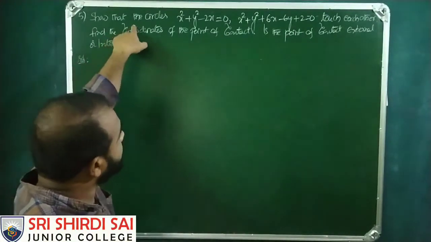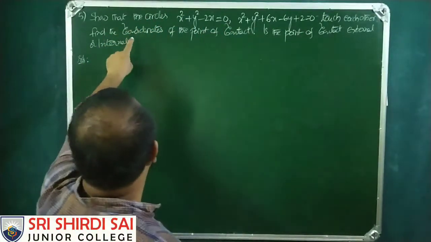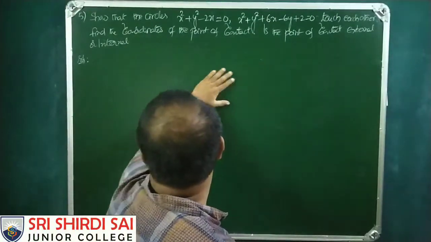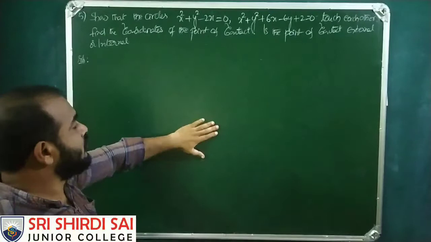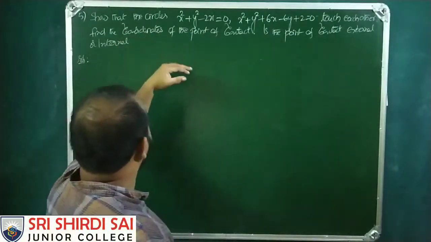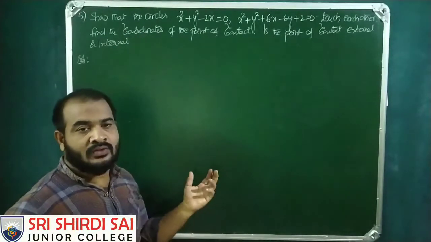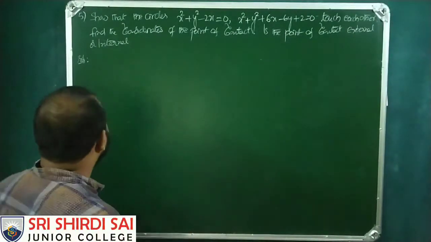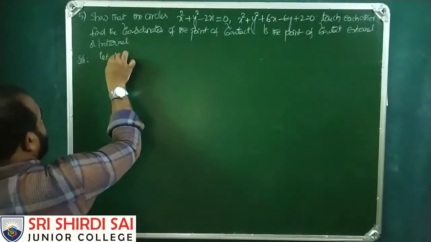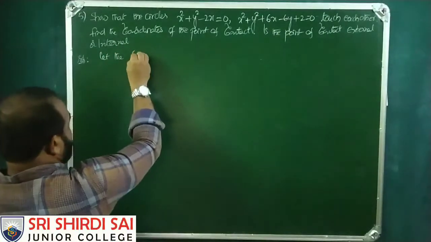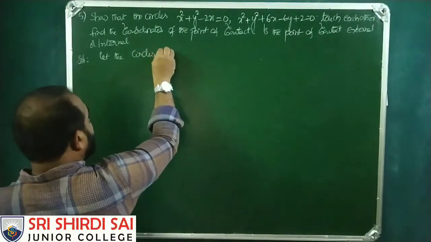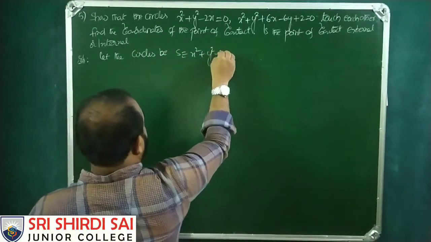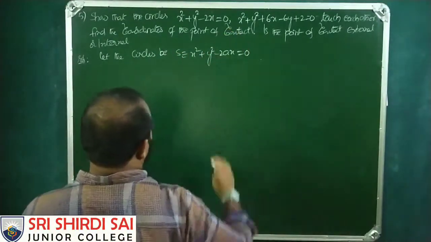Show that the circles touch each other. Find the coordinates of the point of contact. Is the point of contact external or internal? So let us see whether C1C2 equals R1 plus R2 holds, or R1 minus R2. So let the circles be S: x square plus y square minus 2ax equals to 0.